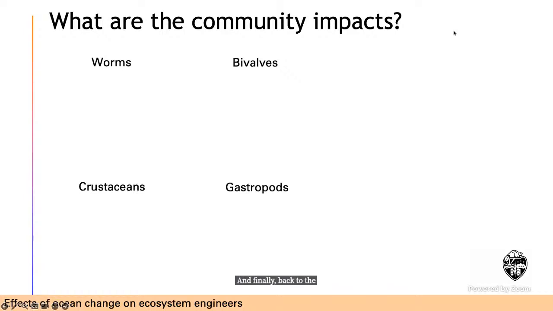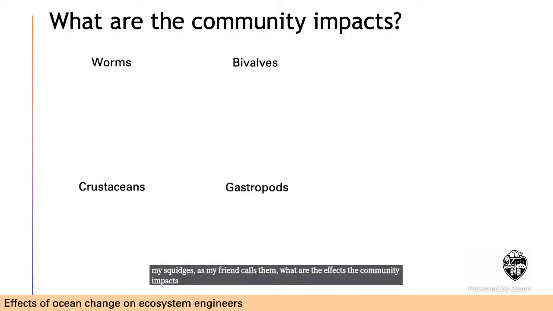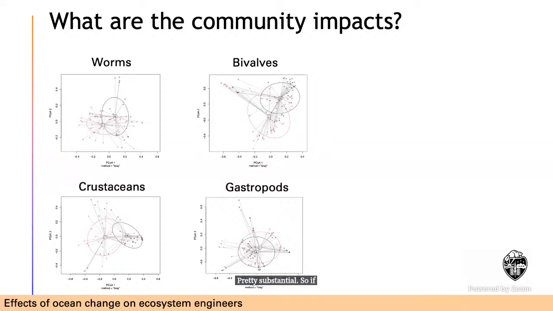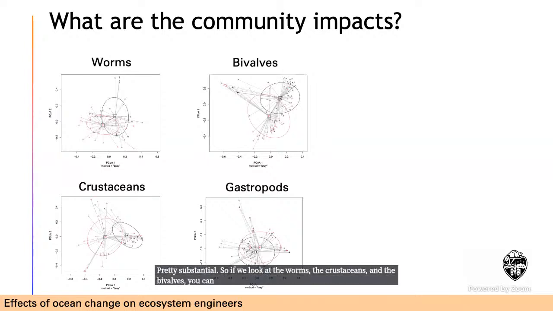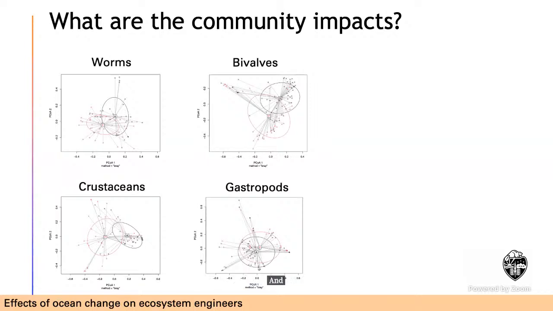Finally, back to my squidgies, as my friend calls them. What are the effects, the community impacts? Pretty substantial. So if we look at the worms, the crustaceans, and the bivalves, you can see in red are the stations where shrimp are present. And in black, the stations where the shrimp are absent. We're seeing quite different communities in those three subsets. The gastropods, not so much. Snails, nah, they don't much care. The shrimp are there, we're not.